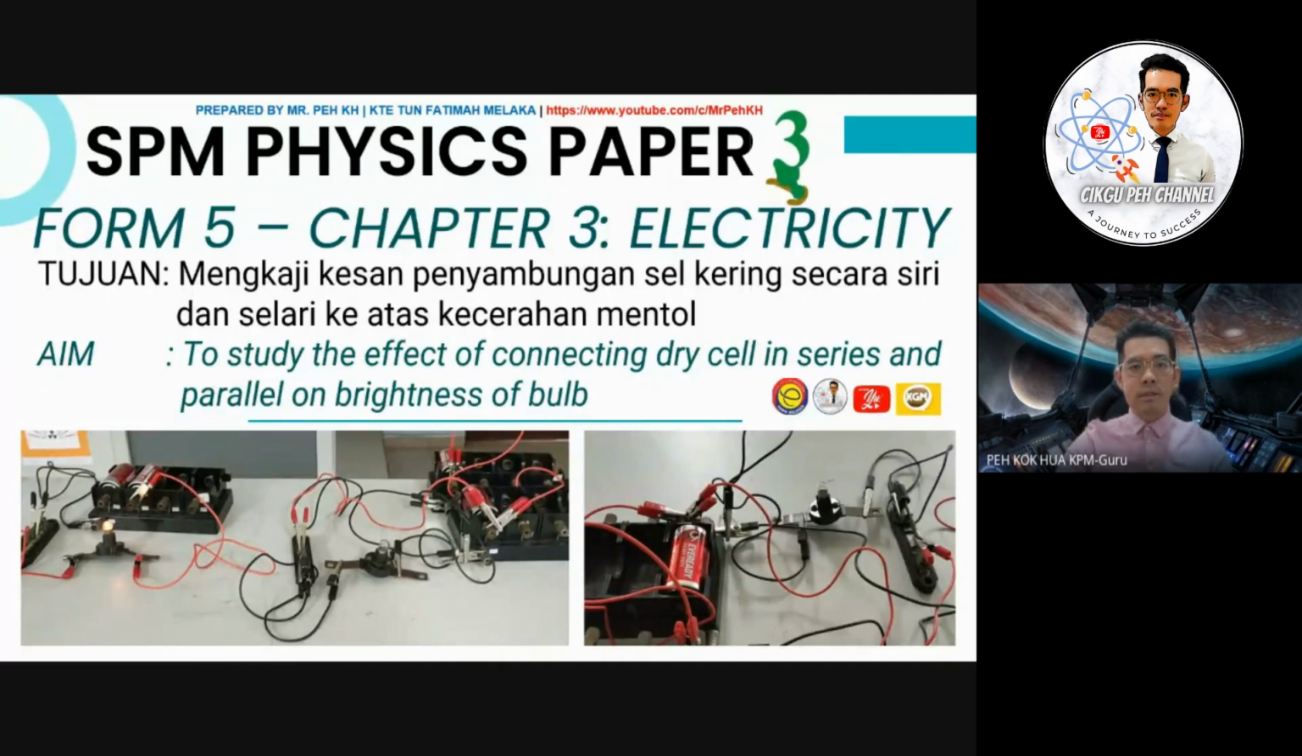So in the previous video, where the sample question was regarding this activity 3.8, this actually had two responding variables, where we wanted to observe the brightness of the bulb together with the measurement of the ammeter. In this video, the aim of the experiment will be to study the effect of connecting dry cells in series and parallel on the brightness of the bulb.